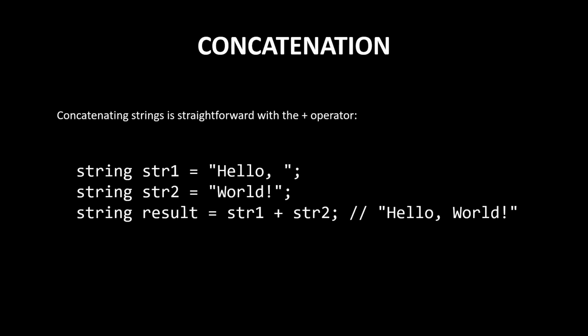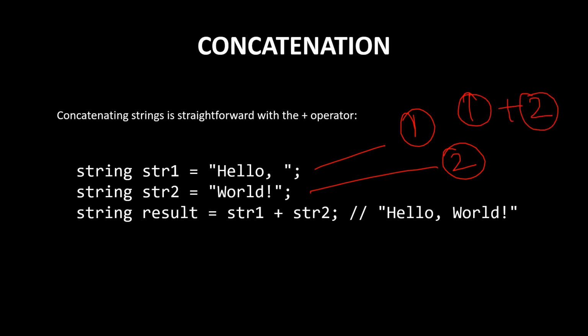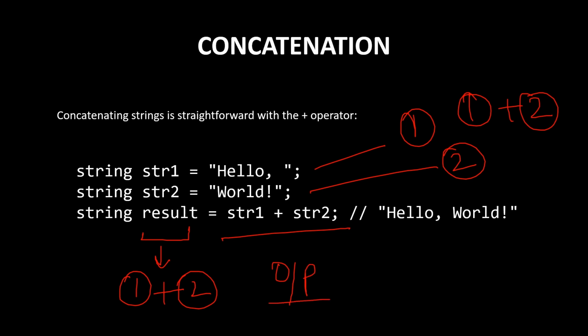Now comes the concatenation of strings, the most fun part to work with. To concatenate two strings, we will start by declaring them. Here, we have declared two strings, str1 and str2. Each has the values hello and world initialized to them respectively. For concatenation, we use the plus operator. This will concatenate both the strings. Can you guess what the output will be? The output is hello world.